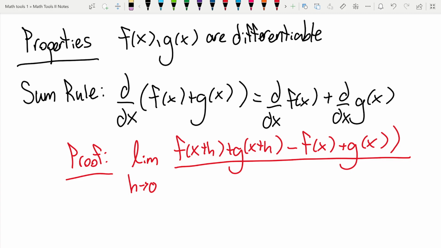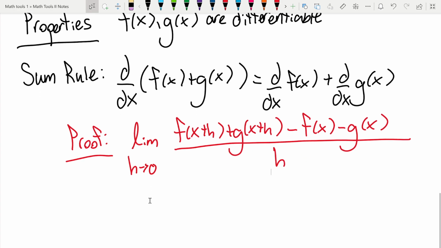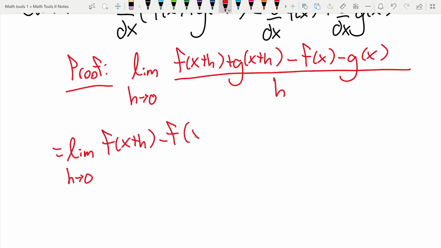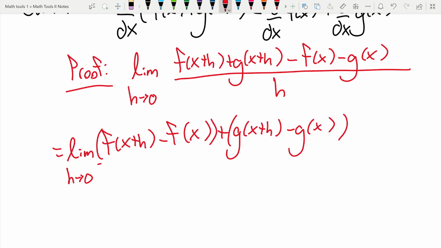So if we just go ahead and distribute that negative sign, then we'll get this over h. So one trick that we can do here, that's kind of common in these derivative proofs, is that we can regroup the terms. So this is the limit as h approaches 0, f of x plus h minus f of x plus g of x plus h minus g of x. Okay, we can group them like this. This is just the associative property of addition. And then we can break up this fraction into two fractions.